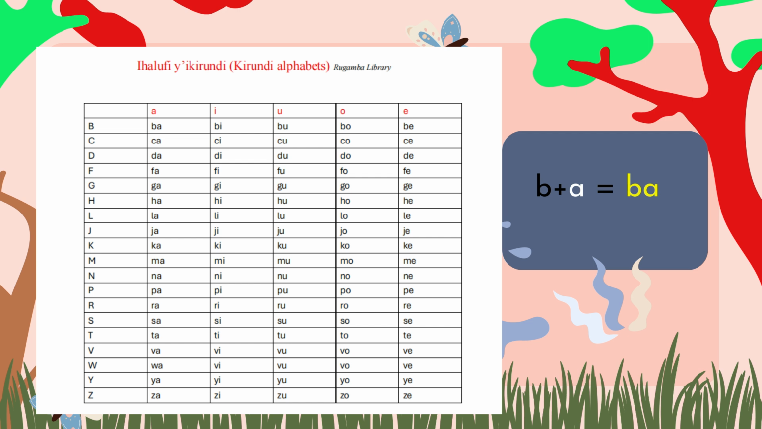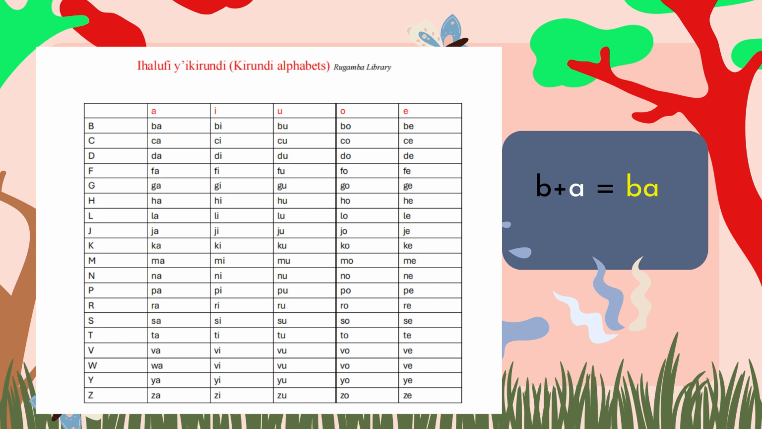As you speak, right? Pe na a ni pa. Pe na i ni pi. Pe na o ni pu. Pe na o ni po. Pe na e ni pe. Good job. Now let's go to R.